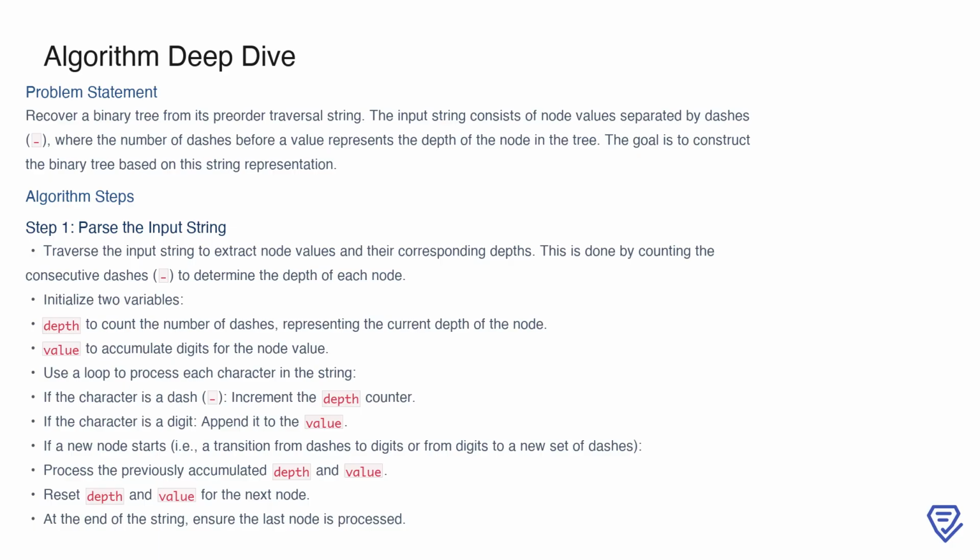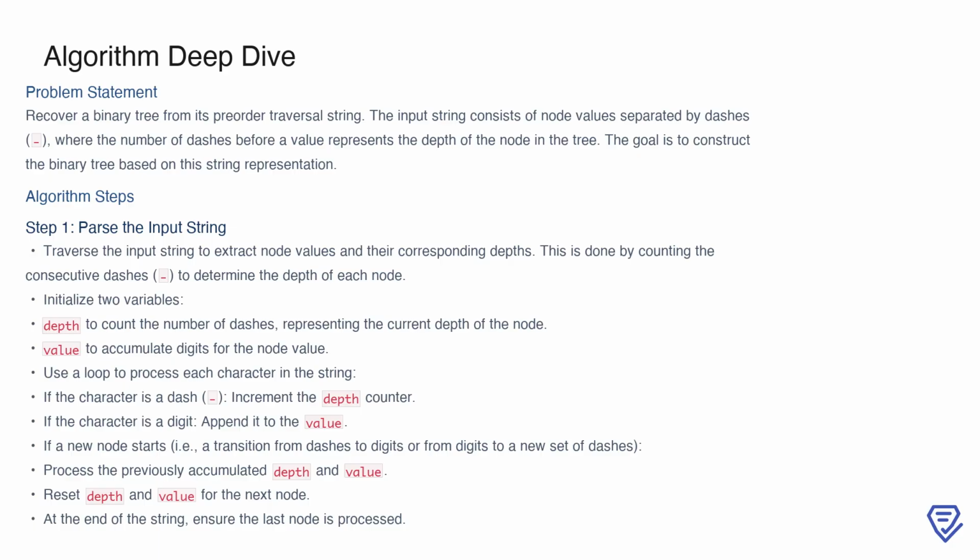The first step involves parsing the input string. As we traverse the string, we count consecutive dashes to determine the depth of each node. Simultaneously, we extract the digits that form the node's value. To achieve this, we maintain two variables, depth, to track the number of dashes, and value, to accumulate the digits.